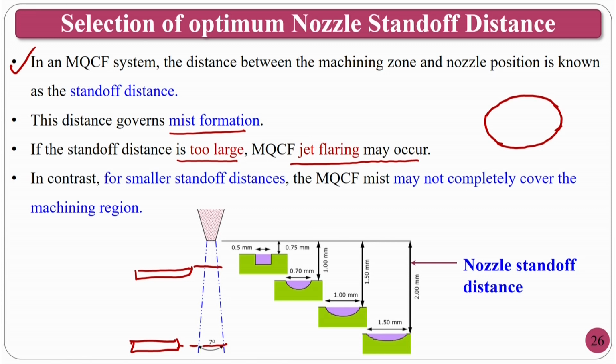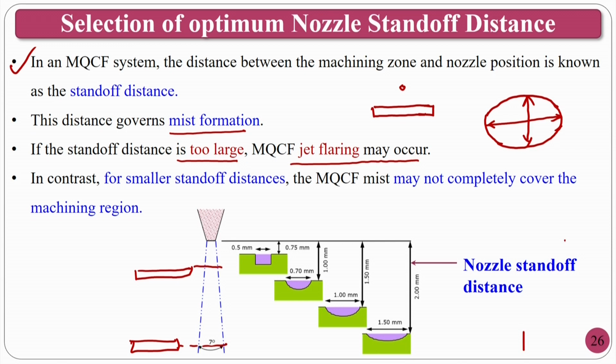So for that purpose, how can we decide the optimum stand-off distance, so that it can cover this machining area completely in terms of the minor axis? As for the major axis, how one can cover that, we will also see. You can take a slit type of nozzle. If you take a slit type of nozzle instead of a hole type of nozzle exit, then it can cover your major axis.